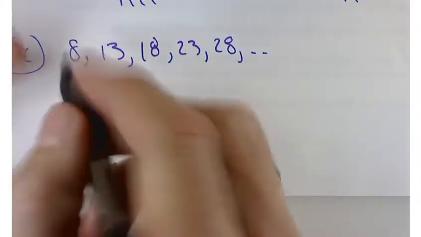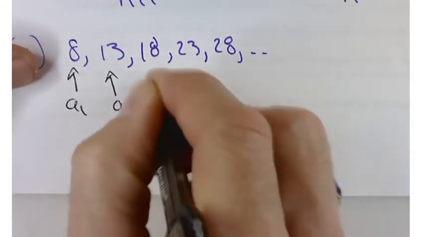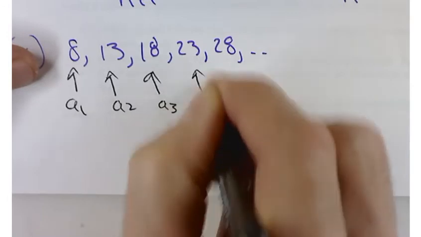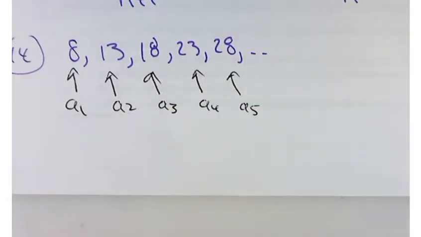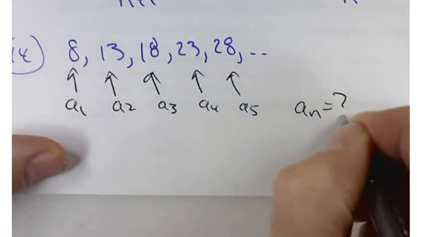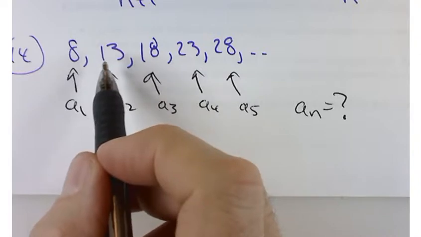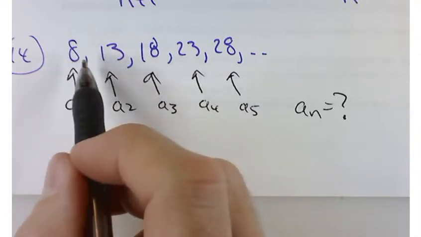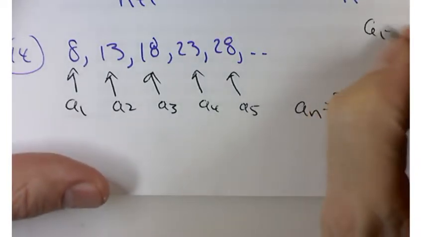So that's our a sub 1. This is our a sub 2, a sub 3, a sub 4, a sub 5, etc. So what we want is, what does a sub n equal? Well, it starts out with 8. What am I doing to get from one term to the next? Adding 5. So a sub 1 is 8.